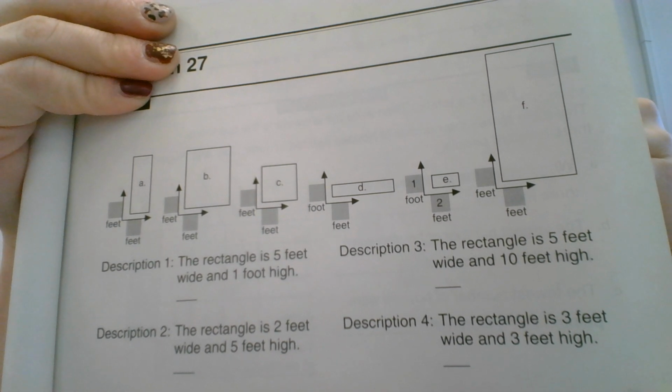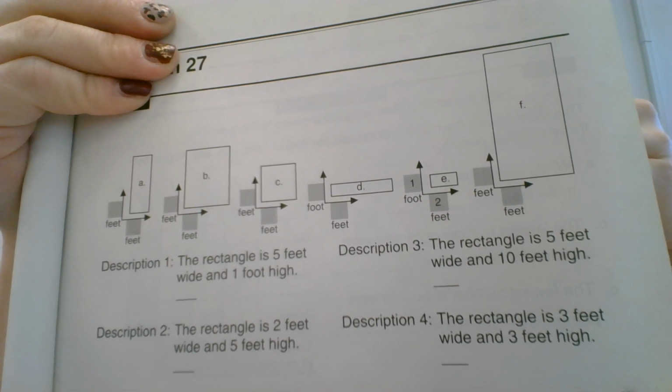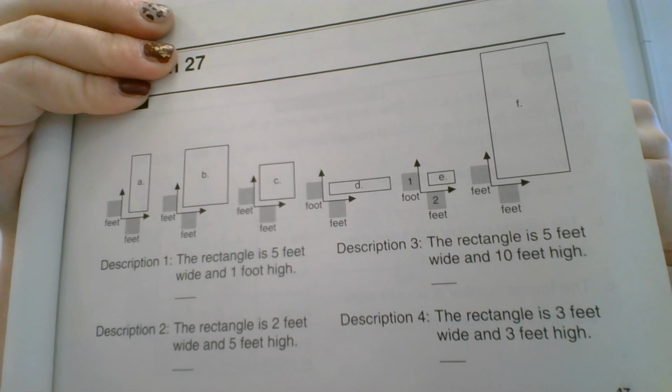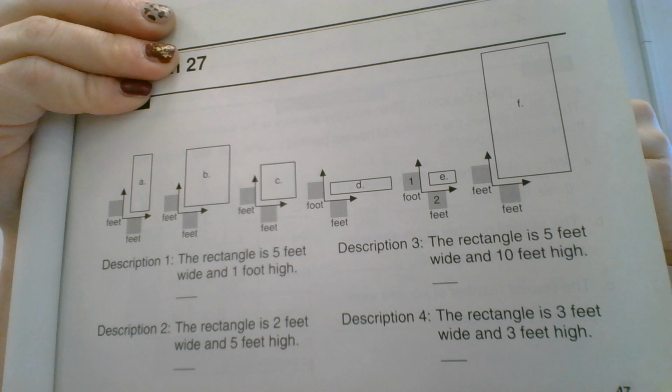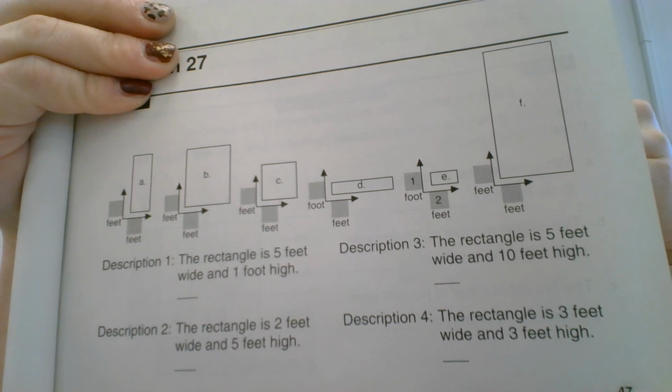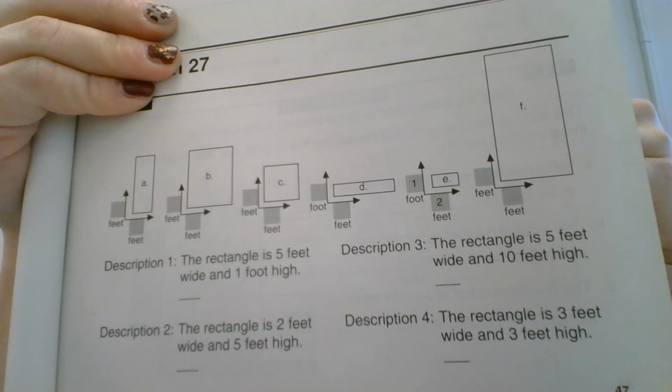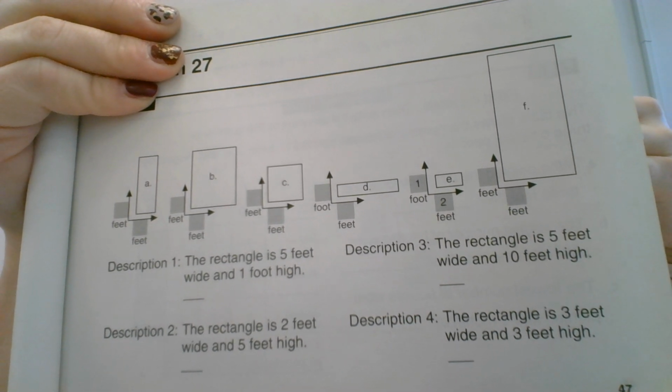Description number 2. The rectangle is 2 feet wide and 5 feet high. It is much higher than it is wide. Which rectangle do you think that one is? Rectangle A.